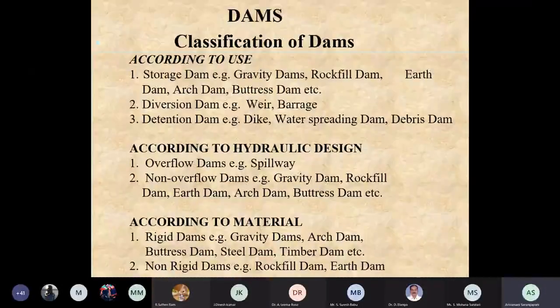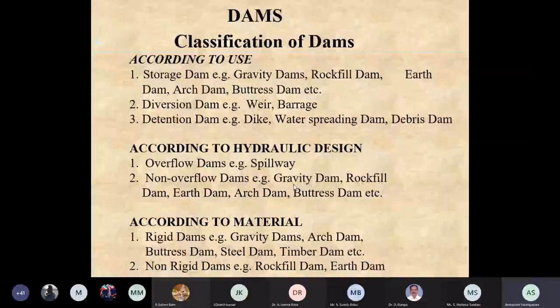And diversion dam, for example weir and barrage, and detention dam like dike, water spreading dam, debris dam like that. And by hydraulic design: overflow dam, spillway, non-overflow, gravity dam. These are all the types. According to the material also we will divide, like steel, timber, buttress. These things also we will divide. These are the classification of the dam.